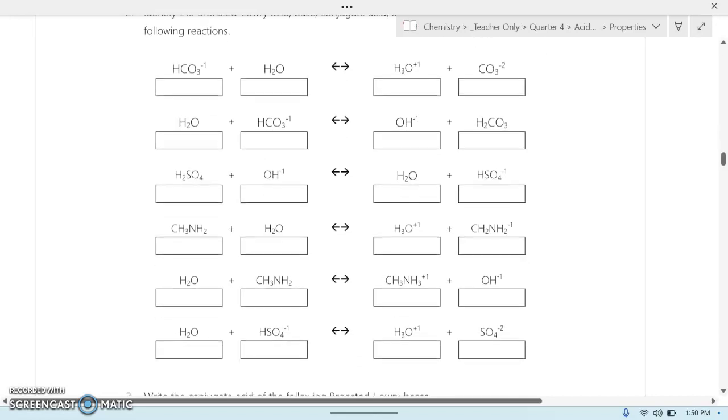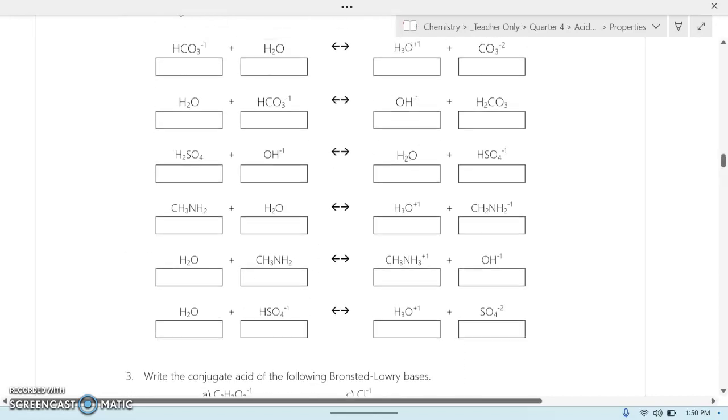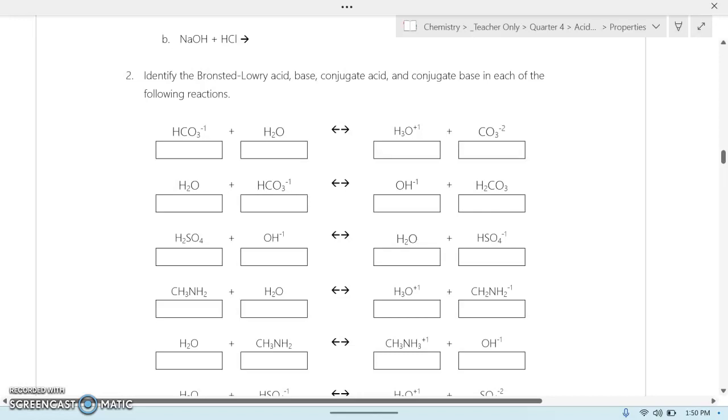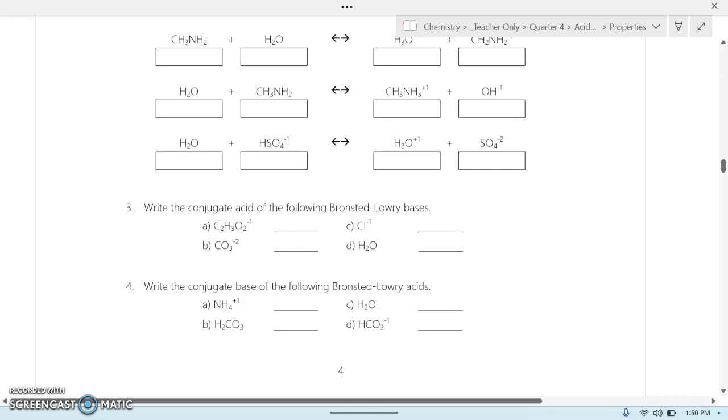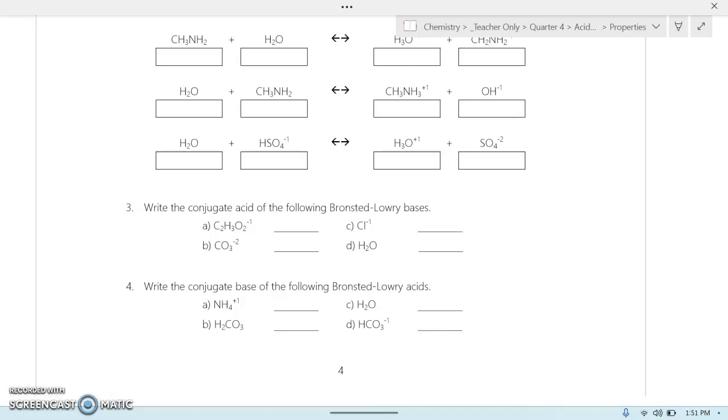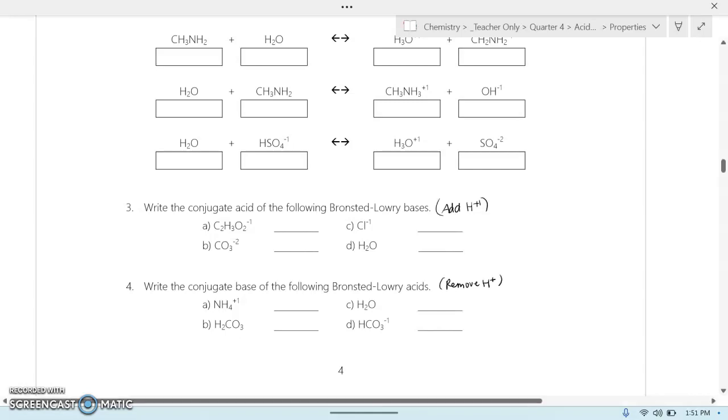You have a practice page to work through some of these Bronsted-Lowry acid-base, conjugate acid-base. Just look for the hydrogen and see where it moves. And then for 3 and 4, consider how it would work if you were to add or take away a hydrogen based on its definition. So if it's a conjugate acid of these, you're going to add a hydrogen. Conjugate base, you're going to take away a hydrogen. So just a little note to help you there. For their acid-base pairs.